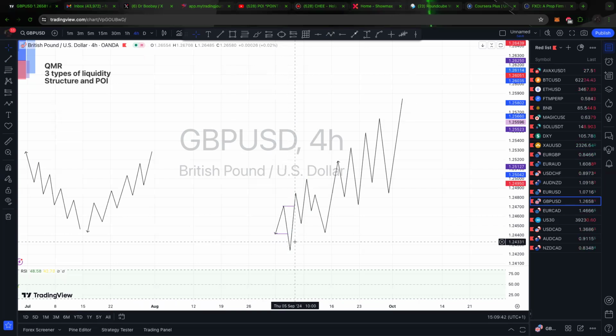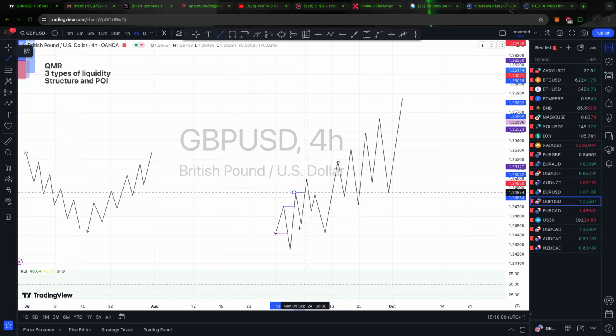So what validates our entry? What validates our entry is structural liquidity, a pullback in this level. Structural liquidity is what validates our entry. After a structural liquidity is formed, we have another break of structure.